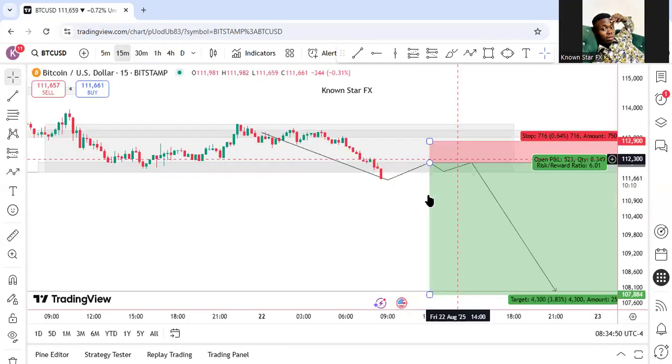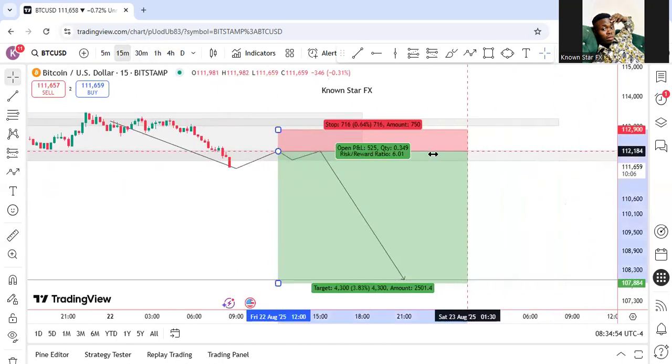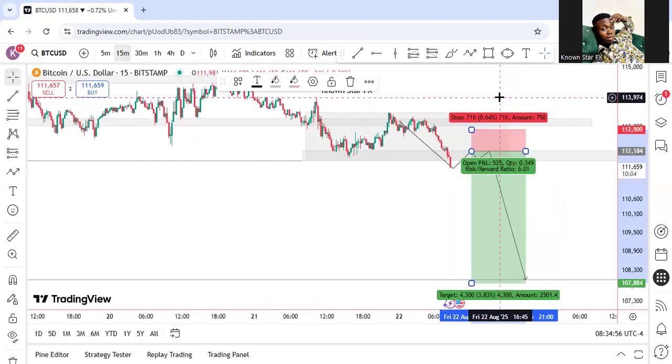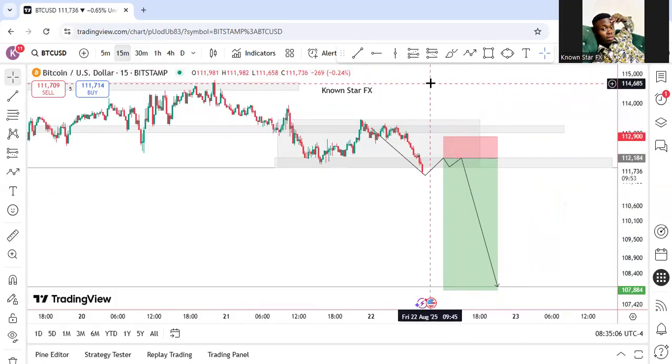So let's go down to the 15 minutes time frame and just see what the market is doing. Okay, on the 15 minutes time frame, the market is giving that interesting move, and this is very, very realistic. So we definitely have a lower low, giving us the idea that the market is still strongly bearish, and we are definitely banking on this opportunity.